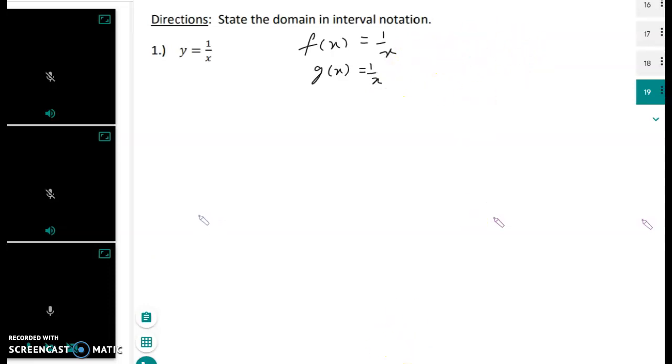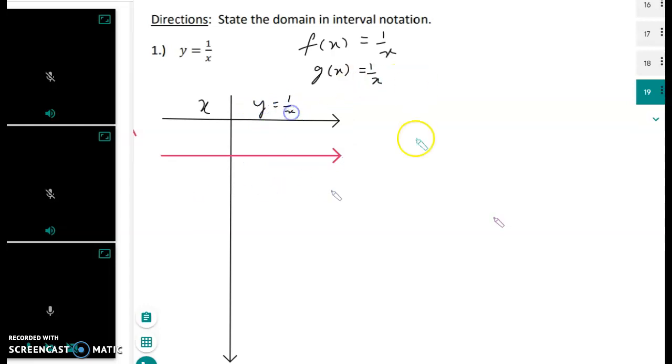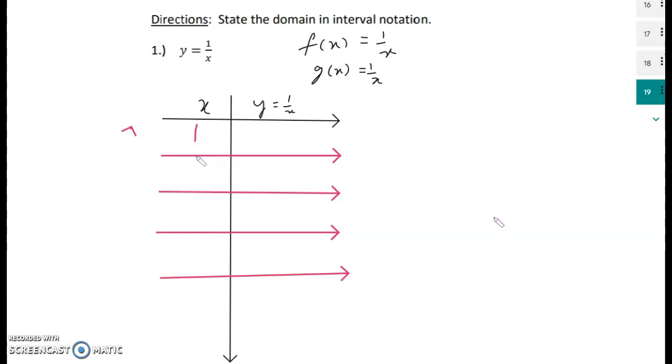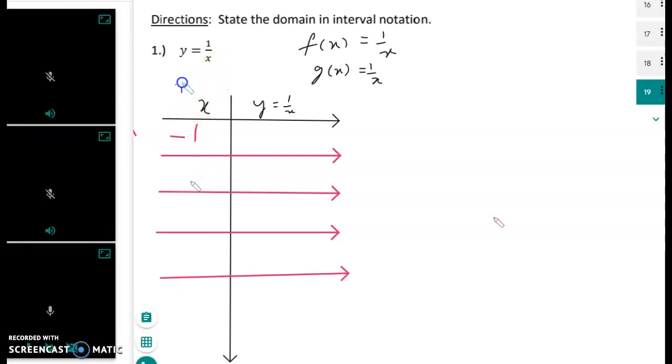So it's all the same. Let's take a table of values to see what we can get. This is your input, and this is your y, which is 1 over x. Also, as I mentioned yesterday, this is the input and this is the output. Domain, and this is range. Okay, so let's see these values, see what we can get.